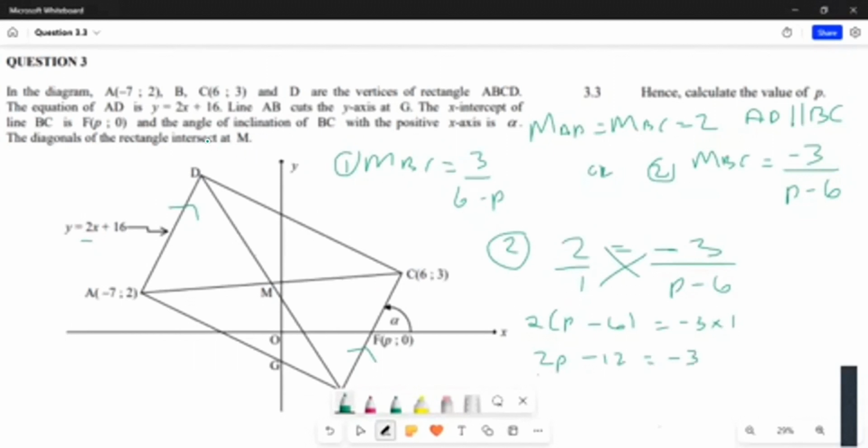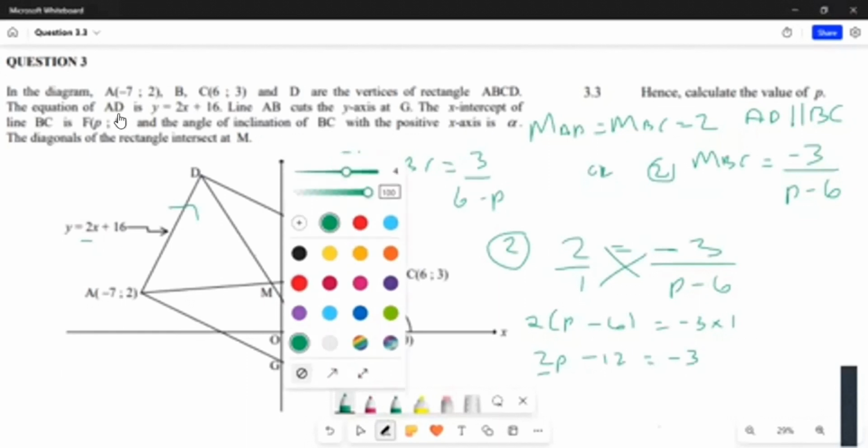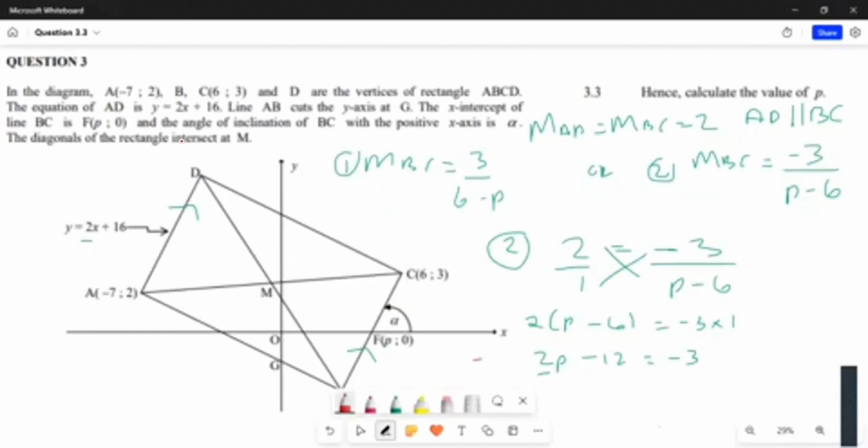We want to get this 2P on its own. To do that, I will add 12 on both sides. Therefore, 2P equals 9. I want the P on its own, so I will divide by 2 on both sides. And the value of P will be equal to 9 over 2.